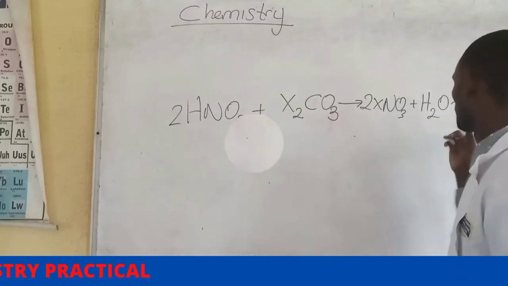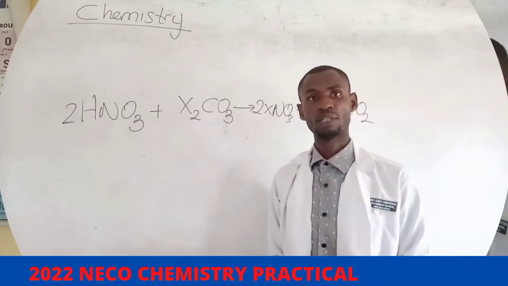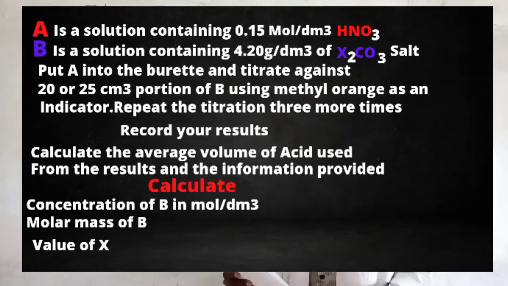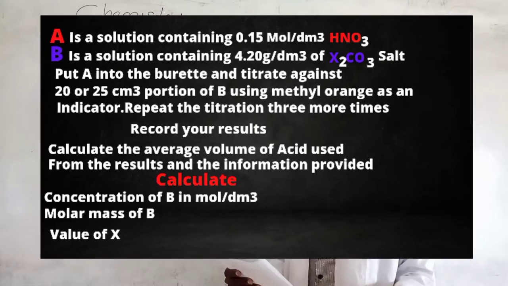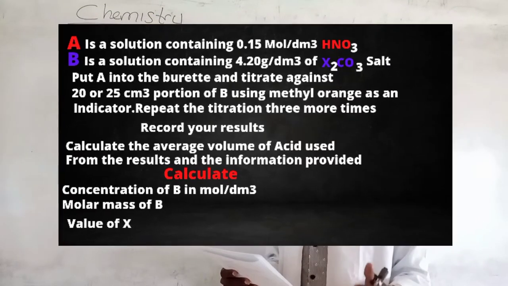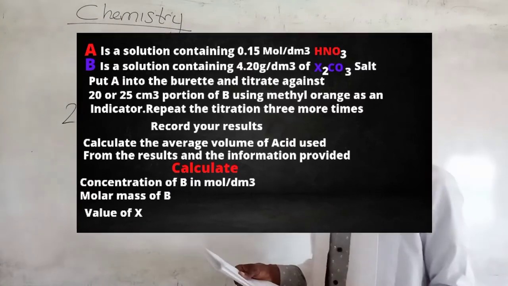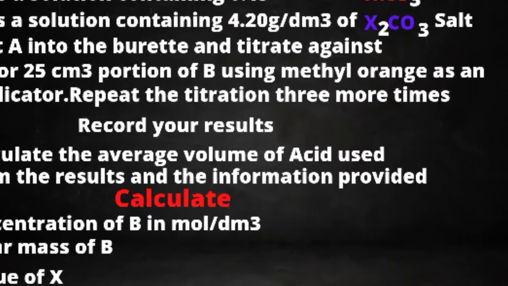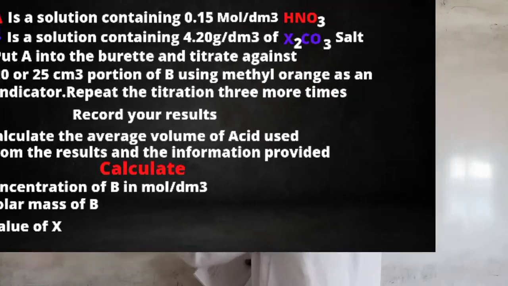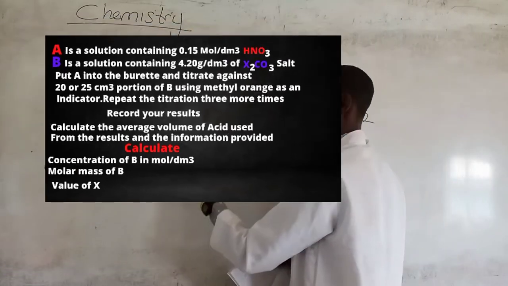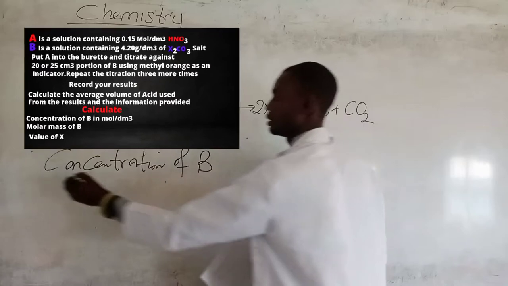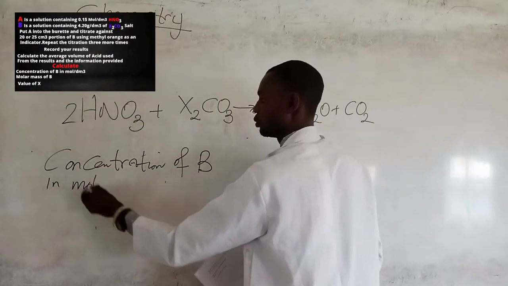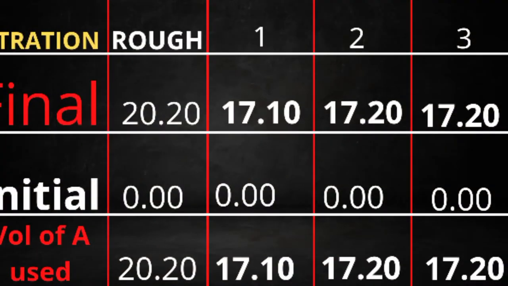I quickly want to solve the first question. The first question asks us to calculate, from the results and information provided, the concentration of B in mole per dm cube.